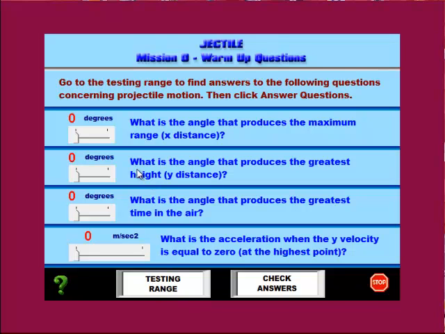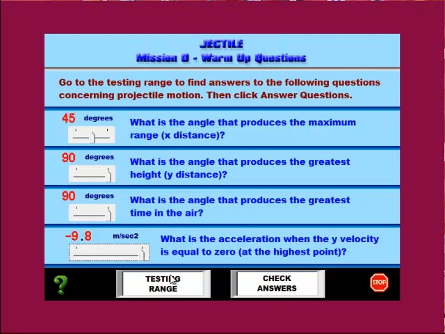It starts off with a warm-up where students have to answer some simple questions, which you may or may not have talked about ahead of time. What is the angle that produces the maximum range in the x direction? That's 45 degrees. The greatest height will be 90 degrees. The greatest time in the air, 90 degrees. And the acceleration is minus 9.8.